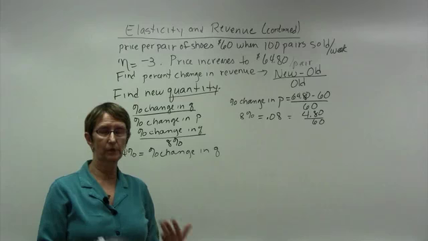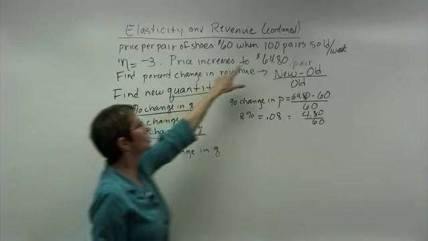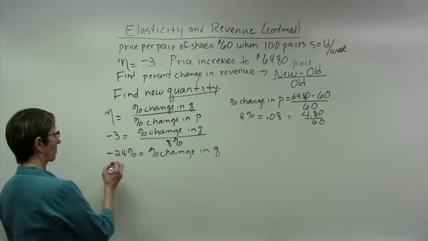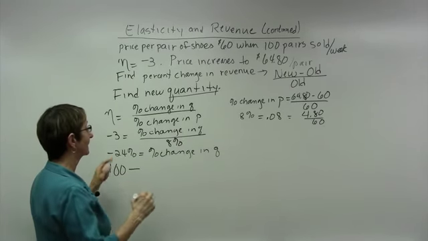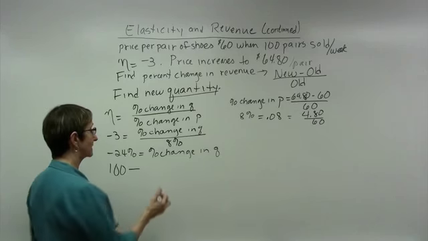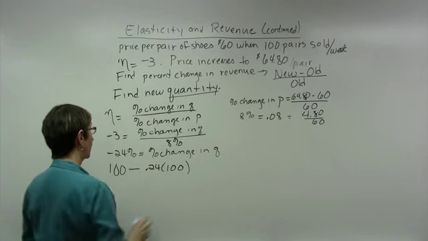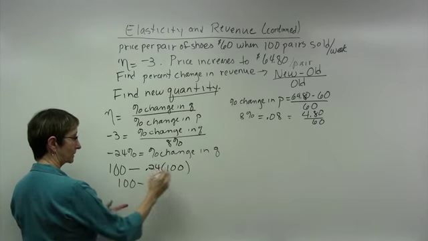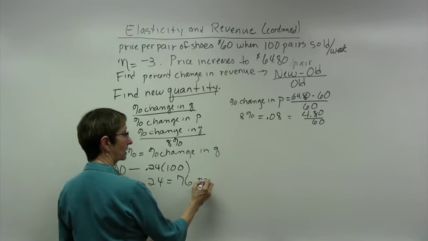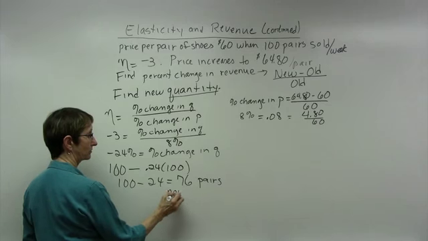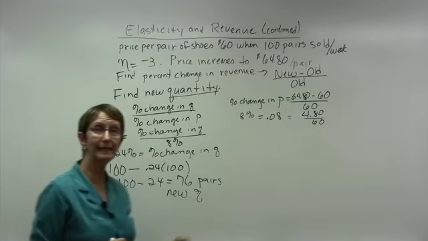But that's not a change in quantity, that's a percent change. So I need to figure out how the quantity has changed. Quantity started at 100 pairs. So I have 100 pairs of shoes. I am subtracting 24% of that. That's 0.24 times 100. So my 100 minus 24 gives me 76 pairs of shoes. That is my new quantity. Goes along with my new price of $64.80.